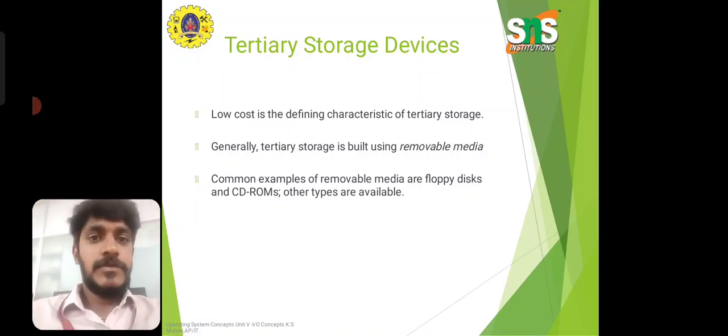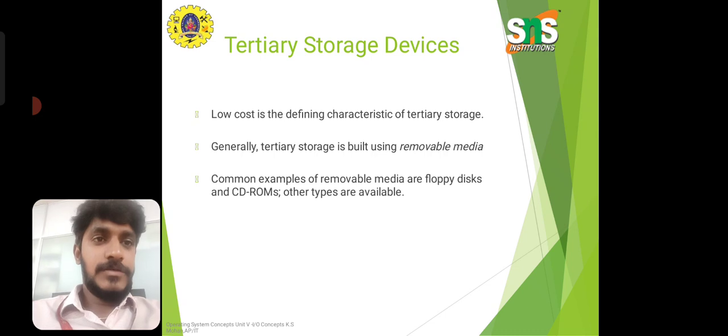In this lecture video, we are going to discuss the tertiary storage device in the input/output systems of the operating system. The tertiary storage device is nothing but removable media. For example, we have the floppy disk, CD-ROMs, and other types of removable media available here. Common examples of removable media are floppy disk and CD-ROM.